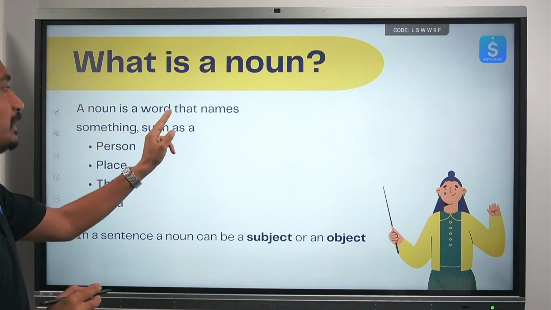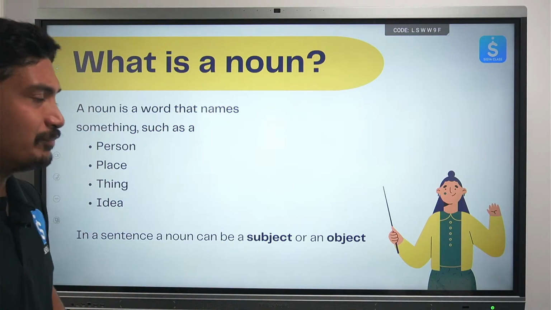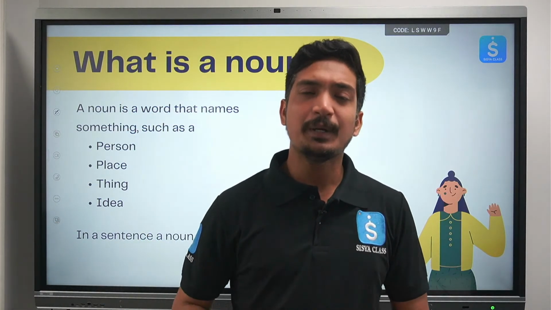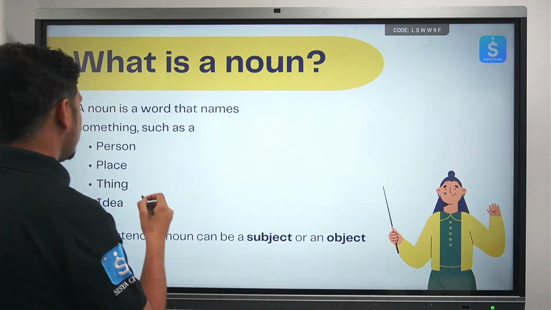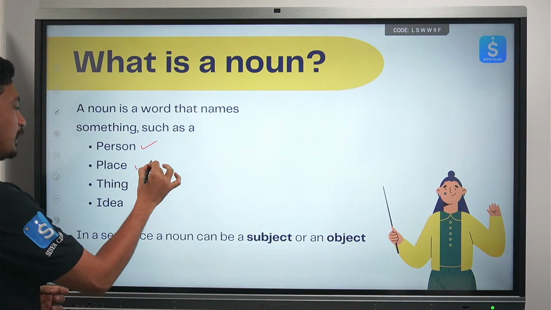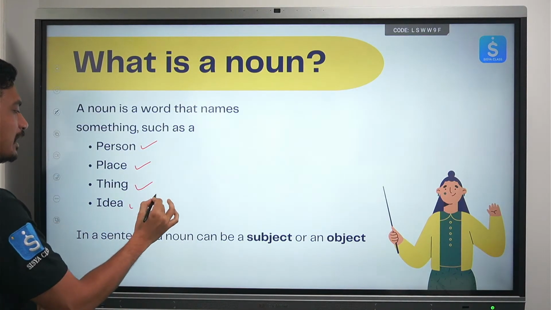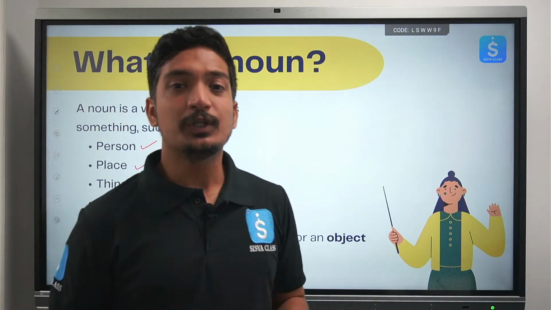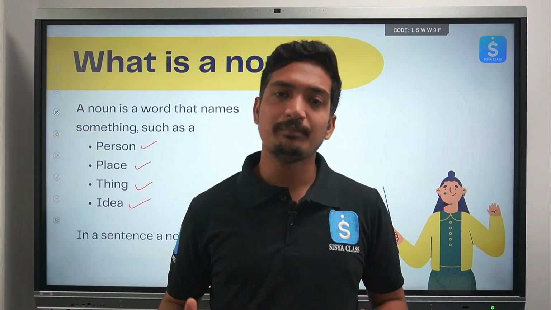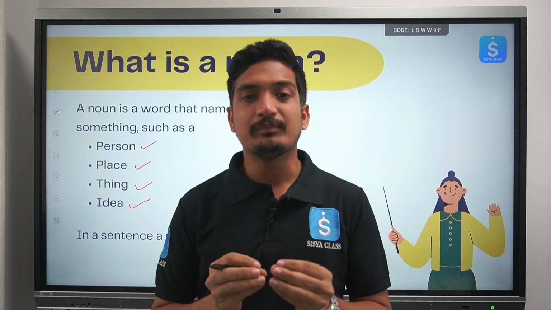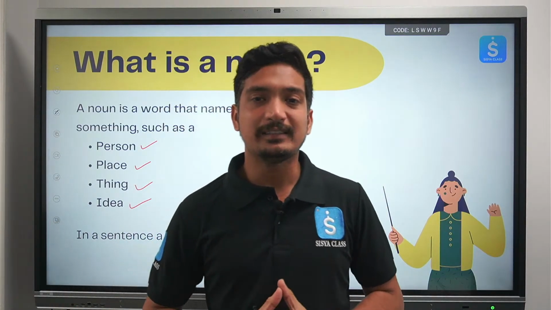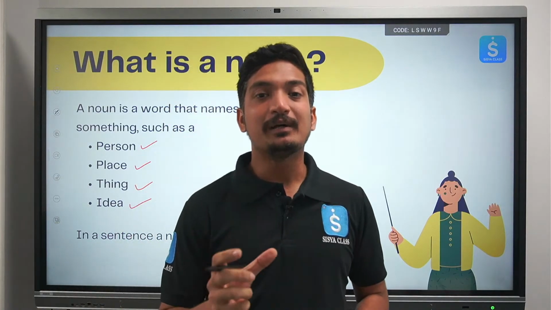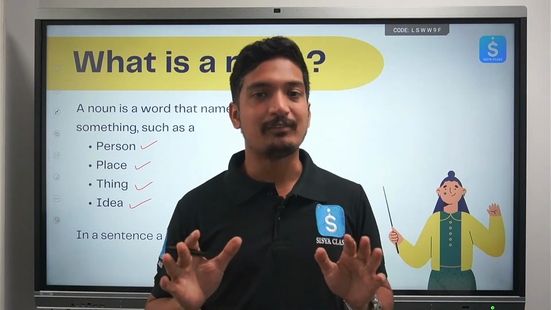A noun is a word that names something. Now, what can it name? It can name either a person or a place or a thing or an idea. So any word that you're using to name a certain thing, idea, or person will become a noun. For example, I say that YouTube is a fascinating platform. So YouTube becomes a name. You are naming that platform with something.